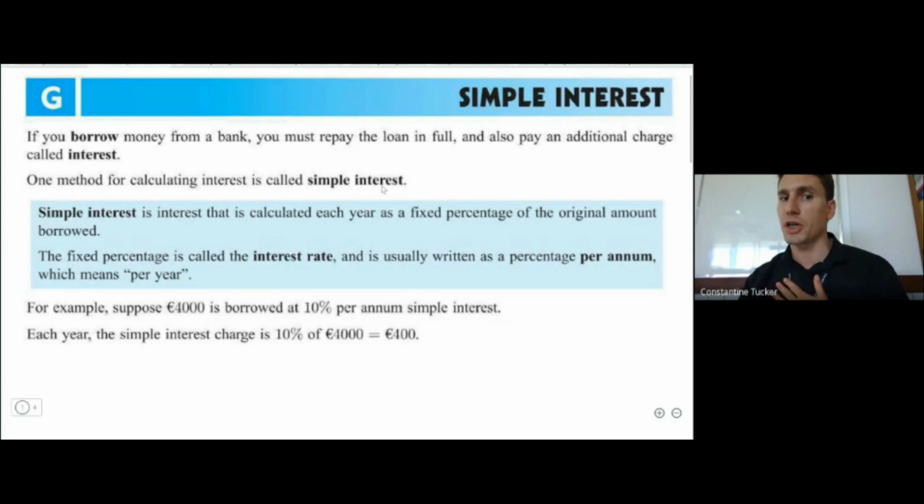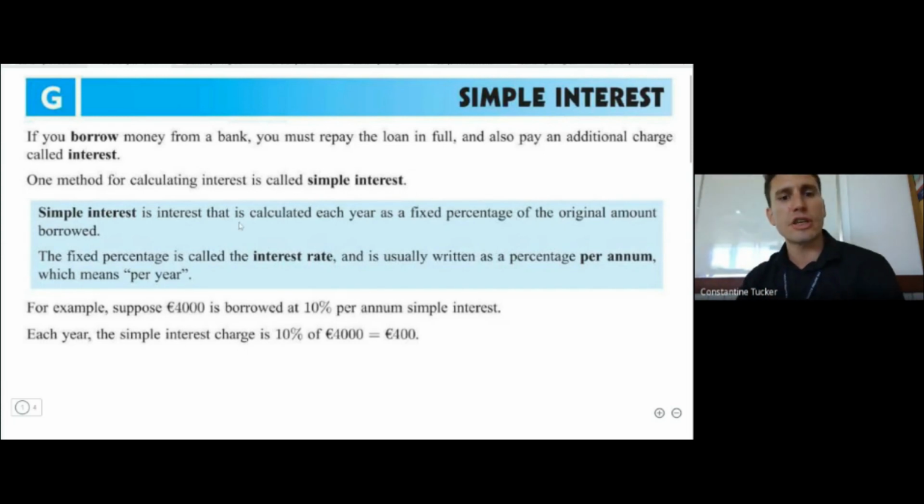Now, before we do this, I have to say that most cases are not as simple as simple interest. So in real life, we don't tend to use simple interest as much. We use compound interest more. But this is something we'll see later. Simple interest is a good way to look at a simple introduction to the notion of interest.